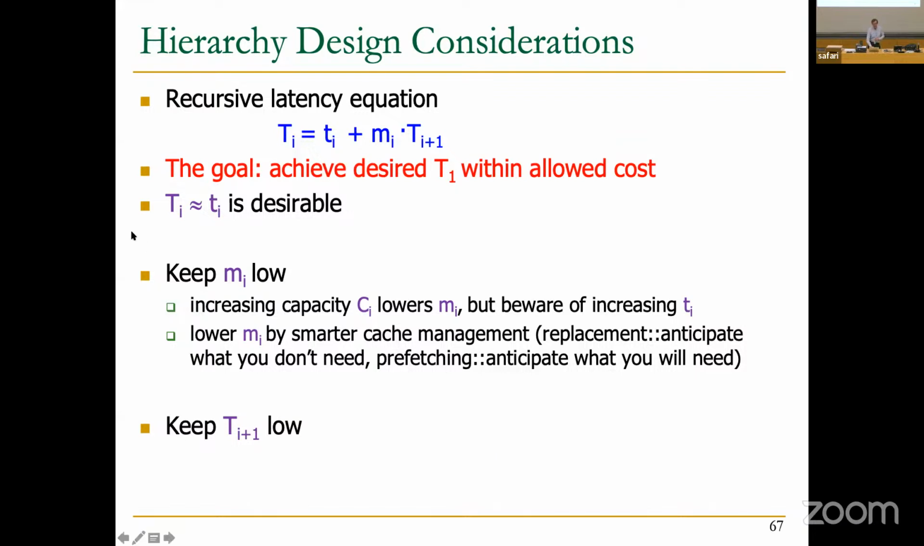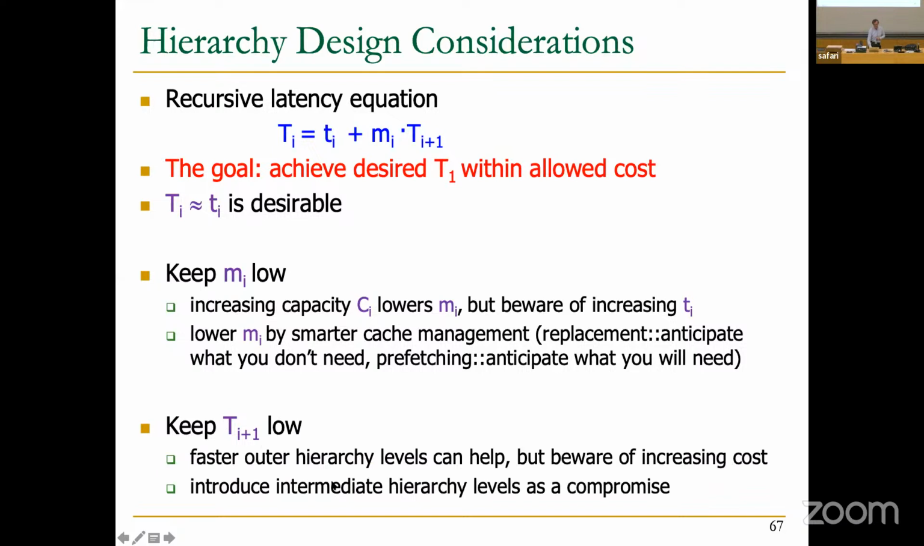But this is one of the reasons why we also have hierarchies, because you increase the intrinsic access latency if you increase capacity. So it makes sense to actually have another level of hierarchy whose intrinsic access latency is higher, but you don't access as often, okay? So we also want to keep the perceived access latency of the next level as low as possible. So here, again, you run into a trade-off. You can have faster outer hierarchy levels, but again, cost may increase. So as a result, we introduce intermediate hierarchy levels. That's one of the reasons why we keep introducing these intermediate hierarchy levels.